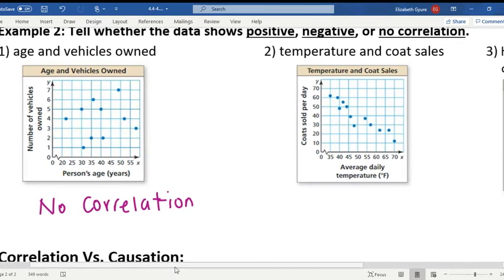Temperature and coat sales. Average daily temperature and coat sales. Are we seeing a correlation here? Which kind? Positive or negative? Negative. Good, Brooklyn. Yes, this is a negative correlation. Now let's talk about why this would be negative. As the temperature goes up, aren't less winter coats likely to be sold? Yeah. Again, could depend on where you're at, right? Sometimes maybe there's a big sale, right? So it's not going to be perfect, but in general, this looks like a negative correlation.